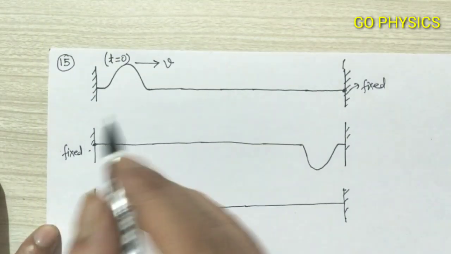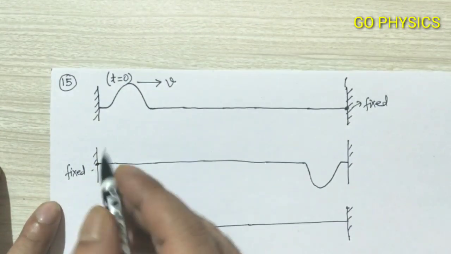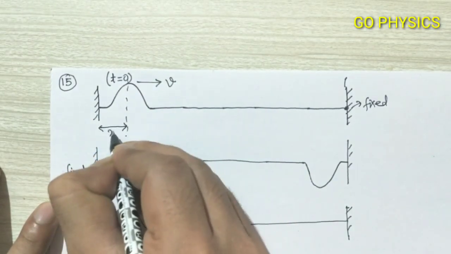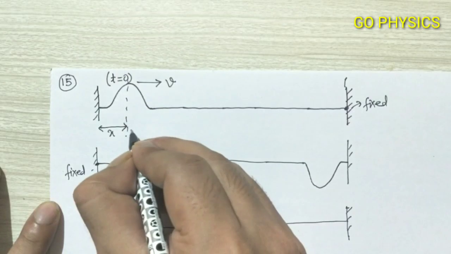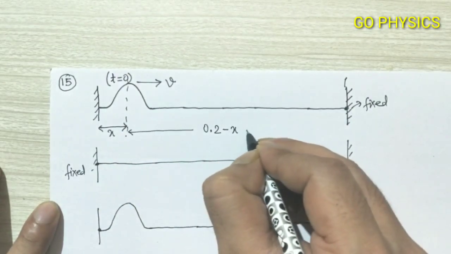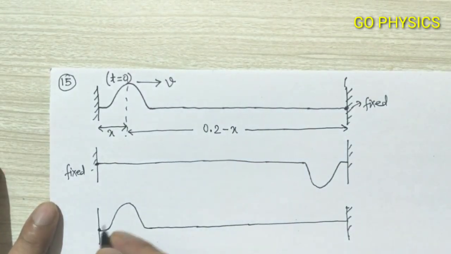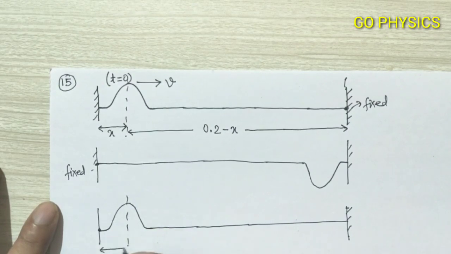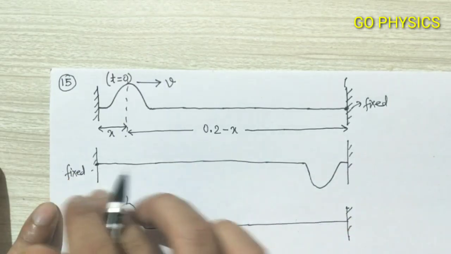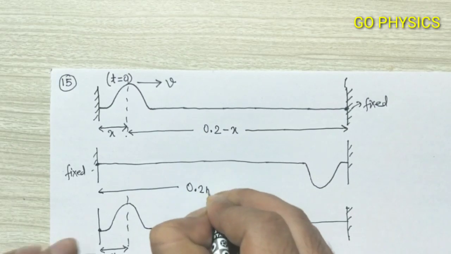Now come to the diagram again. So the distance between the two supports is 0.2 meter. Let us suppose this separation is x. So this will be equal to 0.2 minus x meter. Again this distance will be x, and this total distance is 0.2 meter.